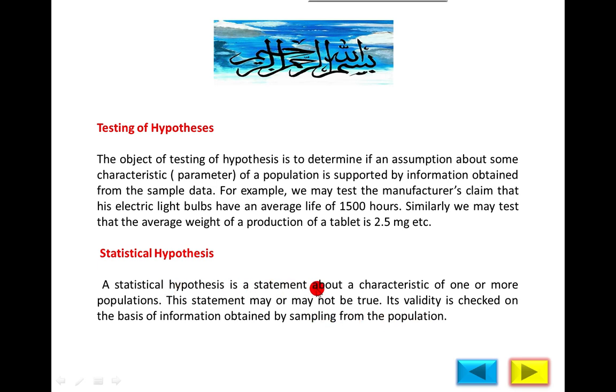We check a statement about the population, and this statement may not be true. We test this with the help of the procedure of testing of hypothesis. Its validity is checked on the basis of information. How do we test? With the help of sampling from the population. So a statistical hypothesis means a statement. We test whether the statement may or may not be true on the basis of sample data. So for this we select a sample from the population.